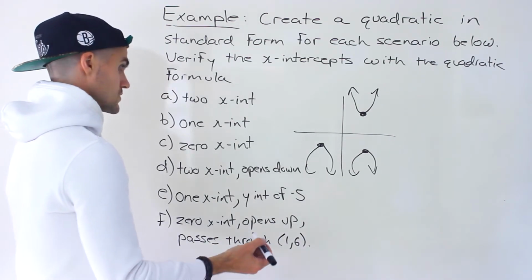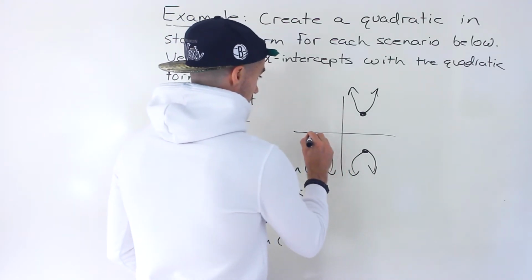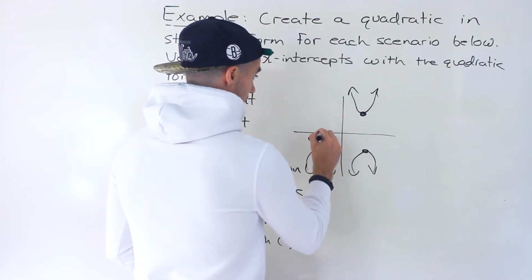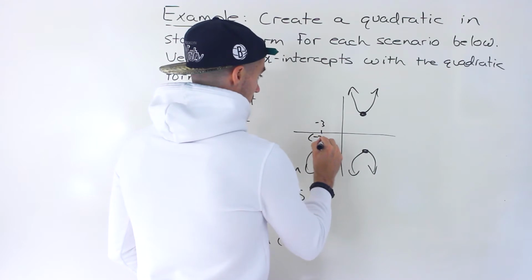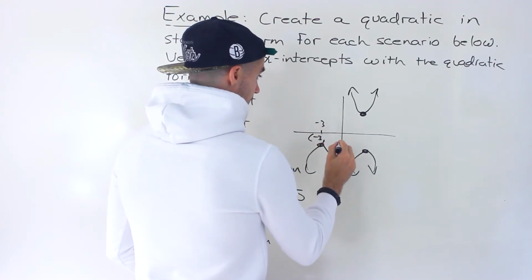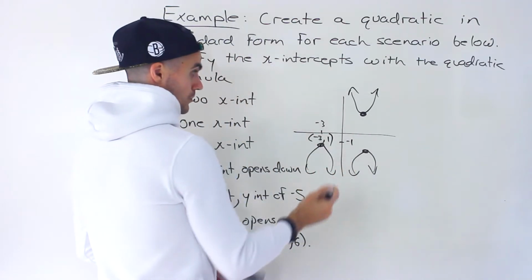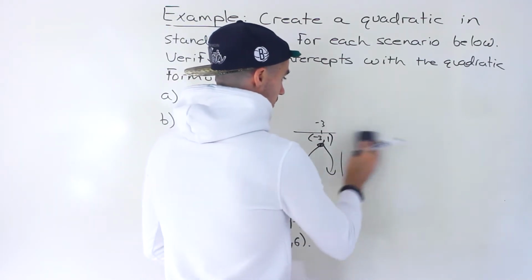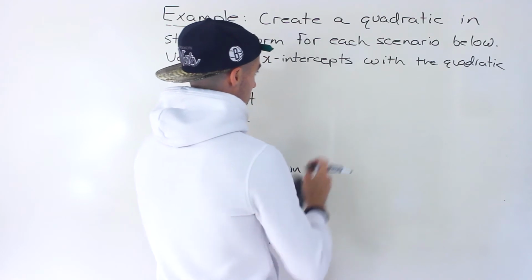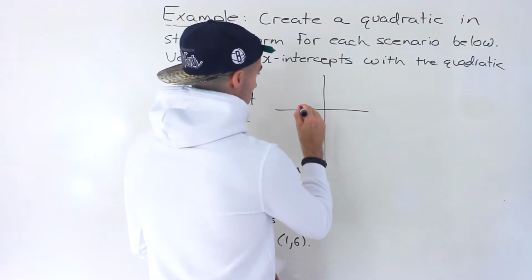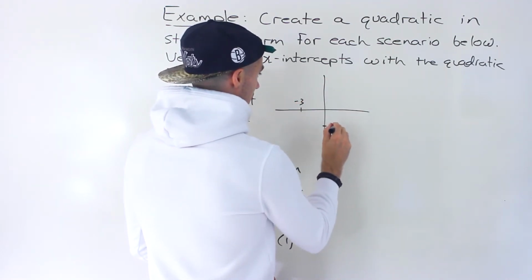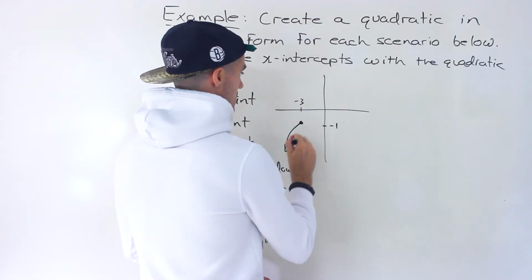Let's switch it up. So let's go over here. Let's say this vertex is at -3, -1. And then it has to open down. Sorry, let me draw this one more time. -3, -1, this is the vertex. It's going to be opening down.